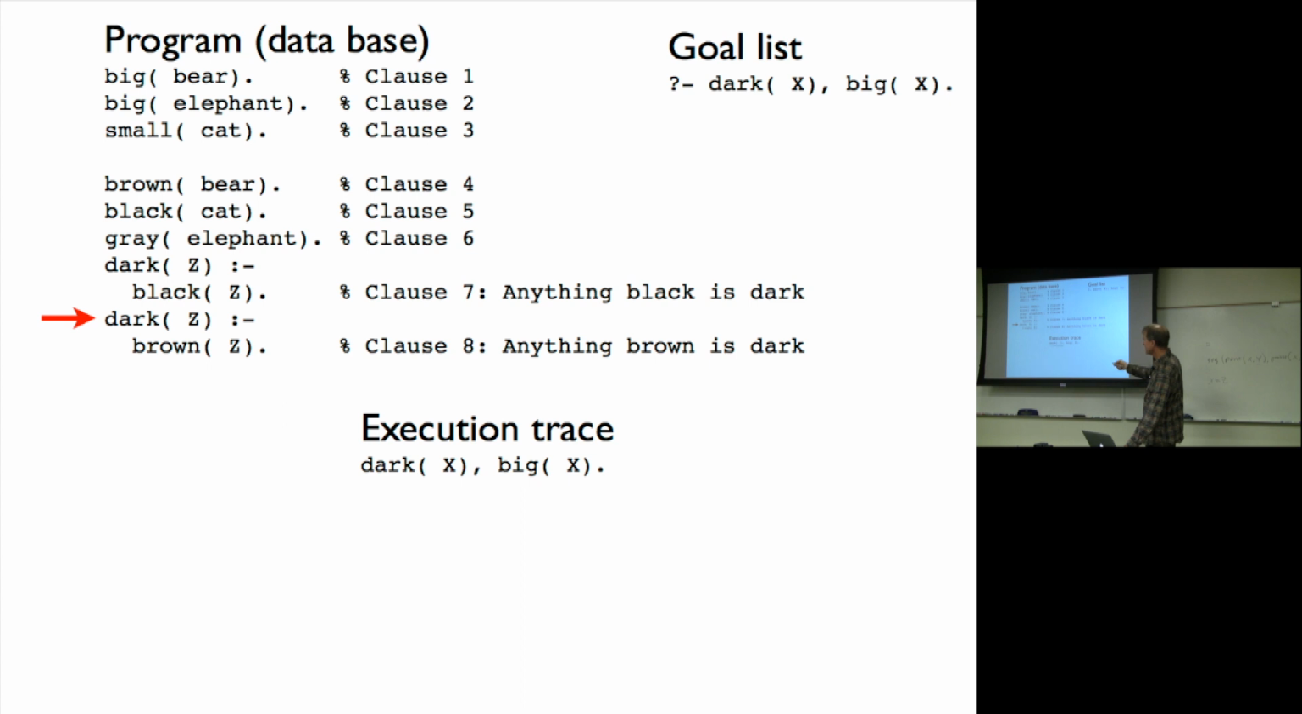X is instantiated to Z. And so now this goal changes, you see. Now it's as if we have brown X, comma, big X. That's how to think of it. And so now it starts up at the beginning again and looks for brown. And here's brown bear. So X is instantiated to bear, and so here we go down here, because X is instantiated to bear, the only thing we have to look for is big bear. And X equals bear, X matches bear, and we're done.